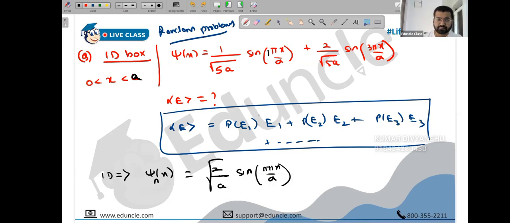Copy this. Can you please repeat the last step, that multiplication part? Sure, I'm coming to that. So we'll solve it. Copy this.